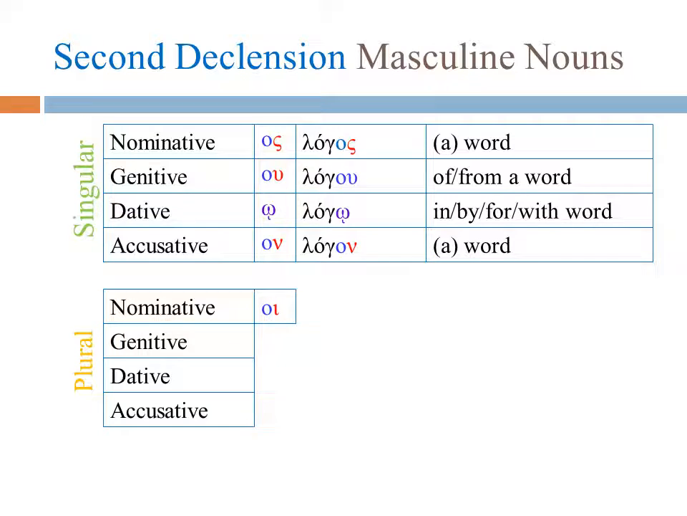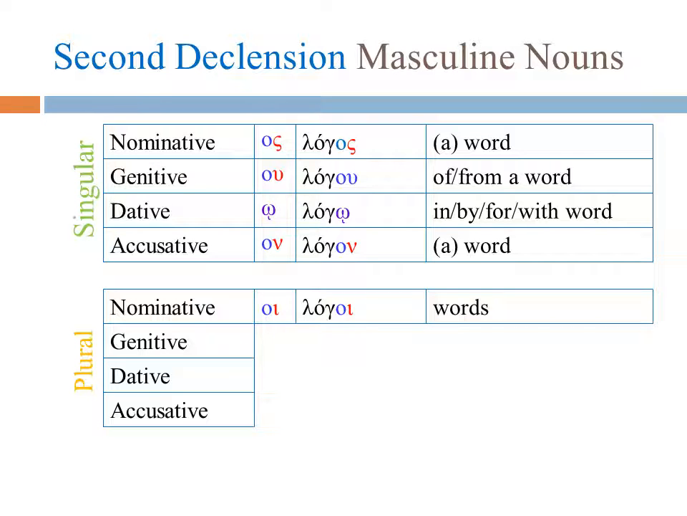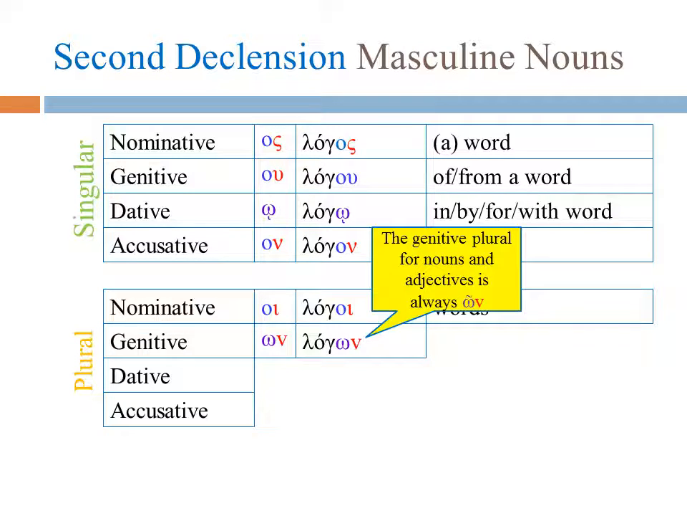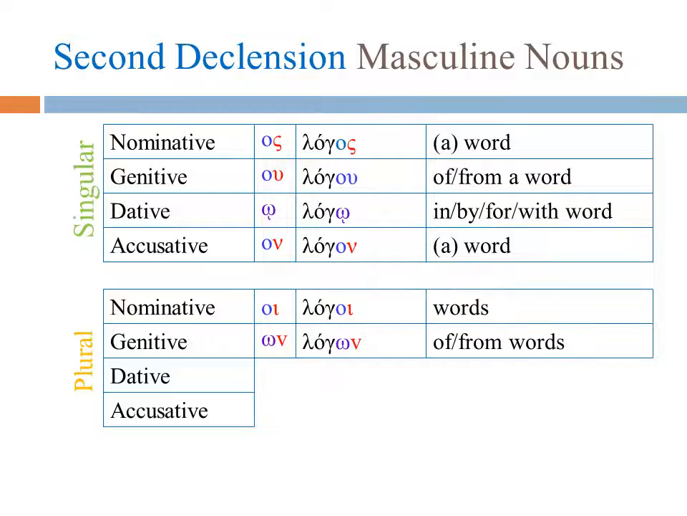The plural, we have omicron iota for the nominative, oi, and the iota does not subscript because the omicron is short. And we get logoi, and logoi is words, the subject of the sentence. Own, omega nu, our friend. Logon, the genitive plural for nouns and adjectives, is always own, and it is related to the prepositions of or from, but since the genitive is also the possessive, it can also be the words' calling.